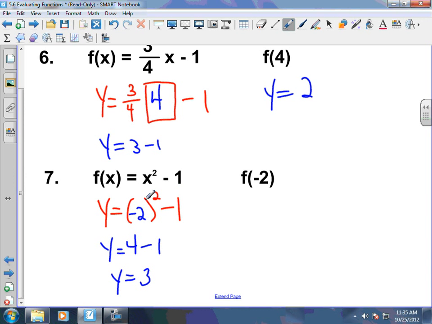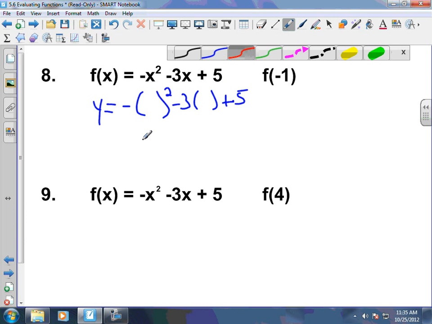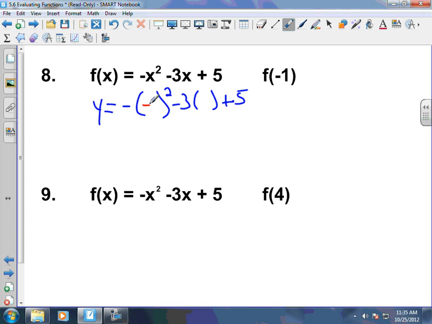When you square something, you take the base, which is the bigger number, and you multiply it by itself as many times as your exponent tells you to. So this is negative 2 times negative 2, which is positive 4. Same thing with number 8. Y equals negative parentheses squared minus 3 parentheses plus 5. What goes in this parentheses right here? Negative 1. And negative 1 goes in here.